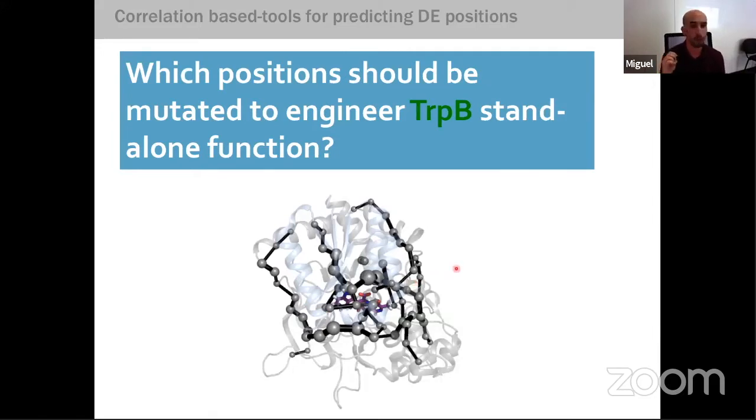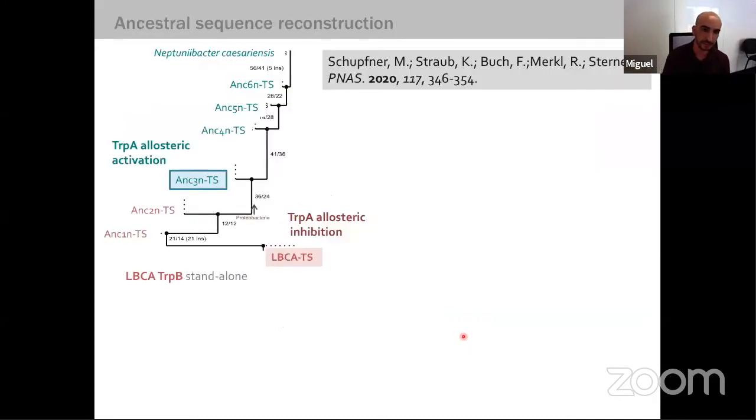So basically, what we are trying now is to identify which of these residues should be mutated in order to tune the conformational dynamics for a standalone function. I cannot go into much detail on this, but we were inspired in this work by Professor Sterner, where they did an ancestral reconstruction of the TRPS, sorry.